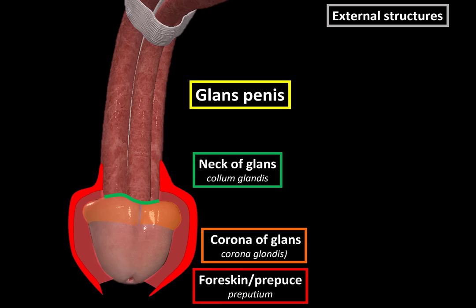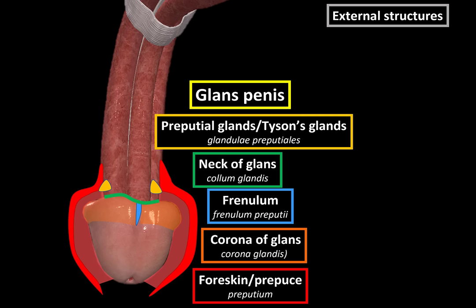Then we can find a frenulum, which is ventrally located. A frenulum is the transition between the skin of the glans and the skin of the prepuce. And lastly, we can also find some preputial glands, which are small smegma-producing glands at the inner margin of the foreskin. Smegma is a thick, white, cheesy substance composed of dead skin and oil and other fluids that collect under the foreskin of the penis.